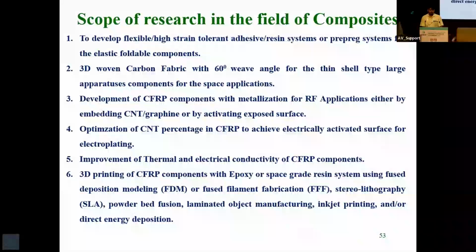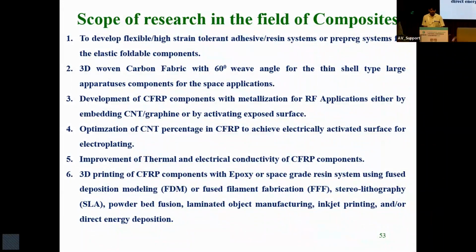Here we can see the scope of research in current composite technology. Our payload fairing capacity is only 3 to 3.5 meters, so we can make antennas up to 3 meters. If you make the composite structure like a flexible resonance system or high strain resonance system, we can increase the antenna size up to 5 to 6 meters. So we can stow during the launch and open after launch.